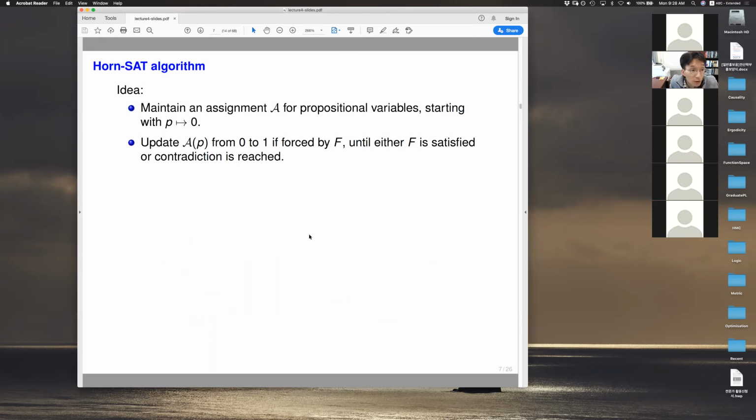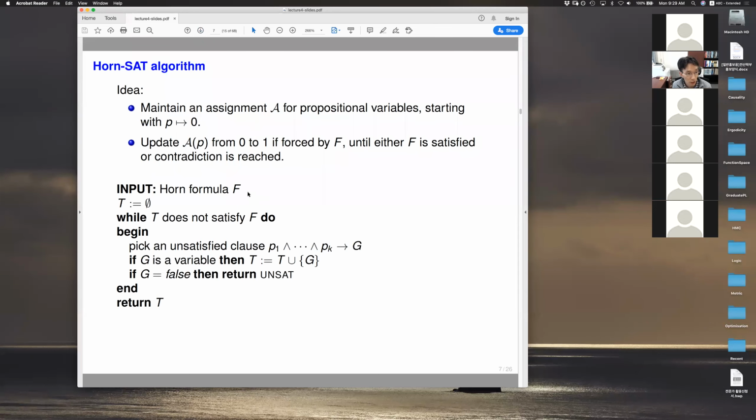Right, so here's a description. The general idea, which I already explained, is to maintain an assignment starting with all the propositional variables mapped to 0, and then it updates the value of a propositional variable from 0 to 1 if forced by the formula that we have, until either the entire formula is satisfied or a contradiction is reached. So this is the description of the algorithm.